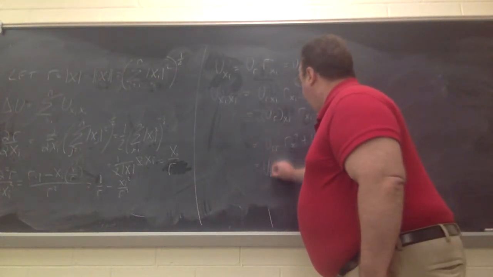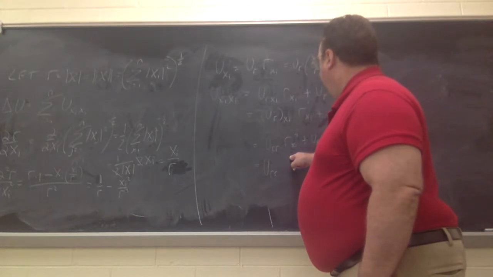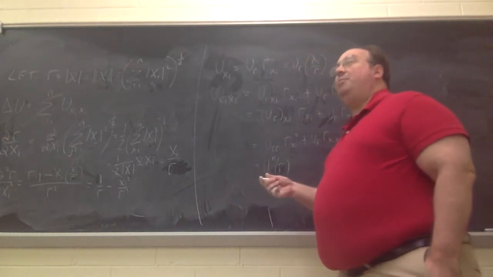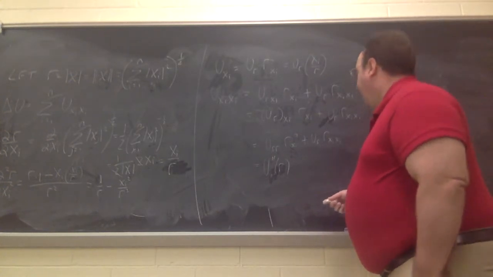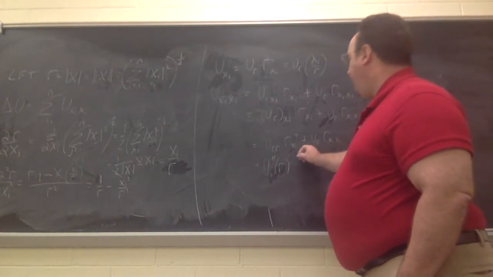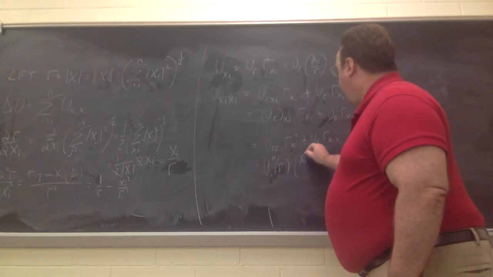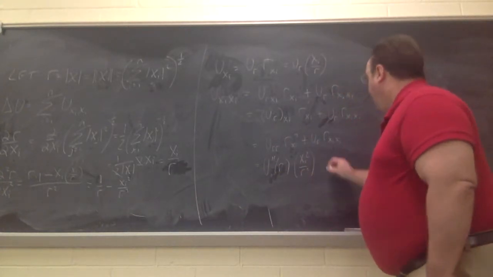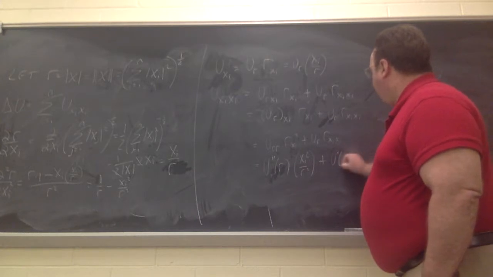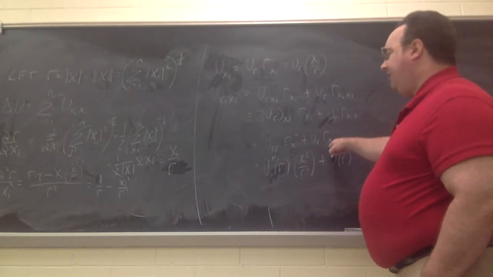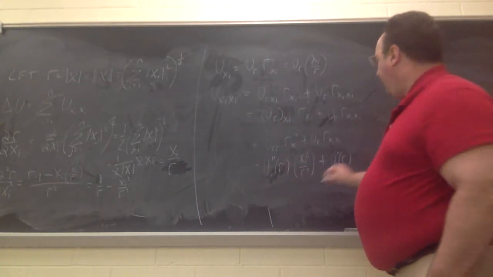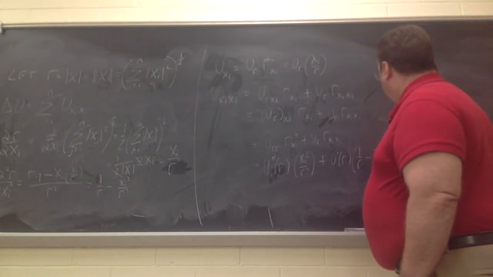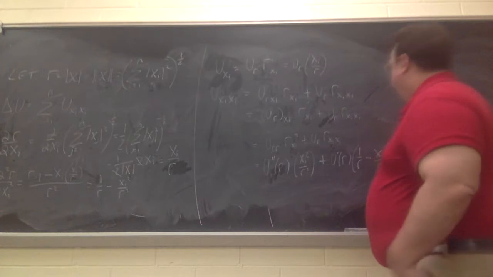That's going to be U_RR, or I can write it this way, U double prime of R, because it's a function of one variable now, just R. And then this is going to be xi squared over r squared. And then I have U prime of R, and then this is written over there, so that's 1 over r minus xi squared over r cubed.